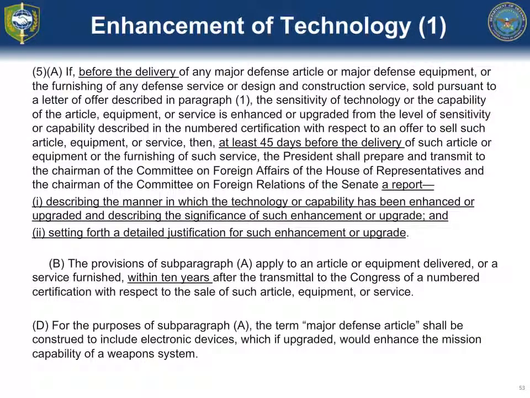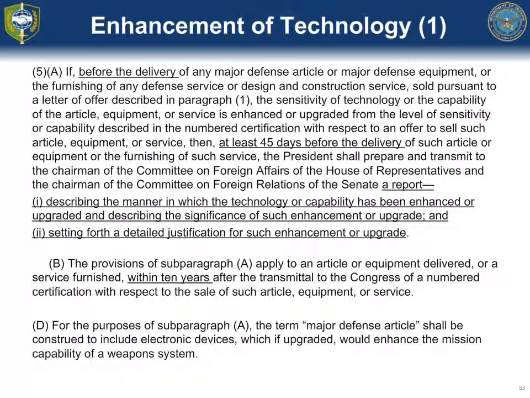This is the full text of 36B-5A. I want you to have the full text of 36B-5A to see that the notification standard here is very different from 36B-1. If what's happening is we're simply notifying an increase in sensitivity of technology or capability that doesn't have a high cost to it, then that notification to Congress has to happen 45 days before the item is delivered. All right? Now, what that means to us is, as a matter of policy, what we want is the notification to be delivered to the Hill before the item goes on contract, but that's not the legal requirement.